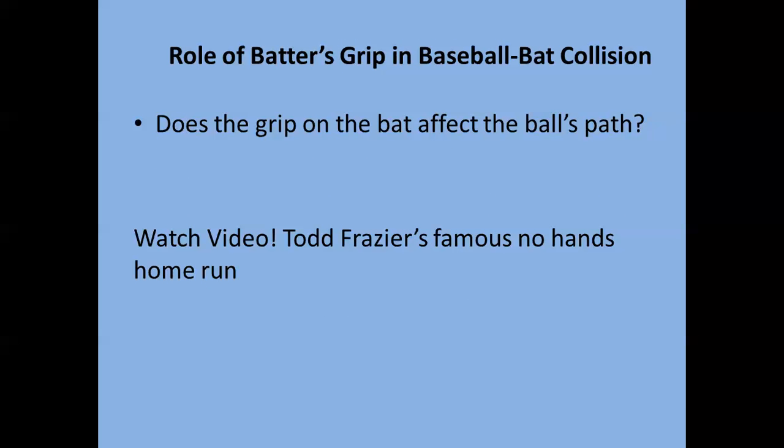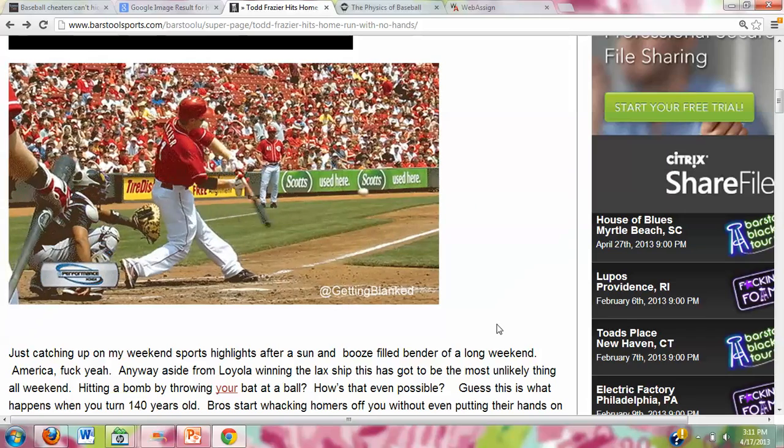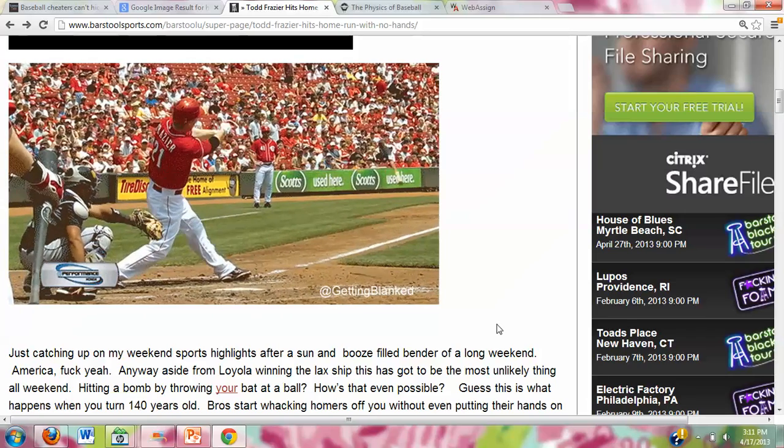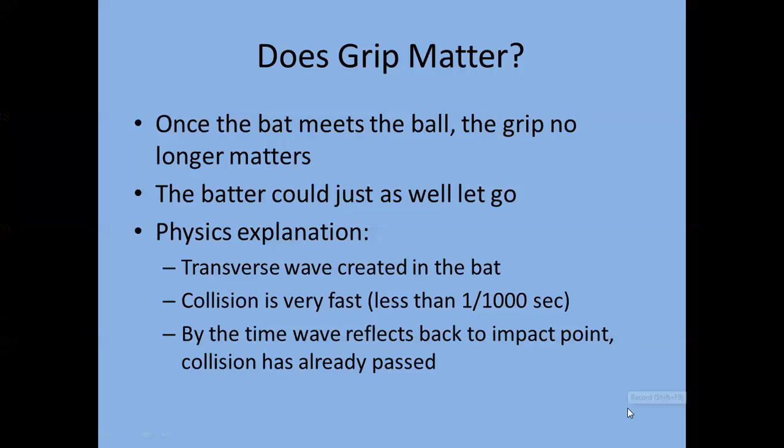The next topic that I would like to take a look at is the role of a batter's grip in the collision. Does the grip on the bat affect the ball's path? Let's take a look at this video of Todd Frazier's famous no-hands home run. As you can see, just before the bat collides with the ball, he lets go of the bat. Once the bat meets the ball, the grip no longer matters. The batter could just as well let go, like Todd Frazier did in the video.